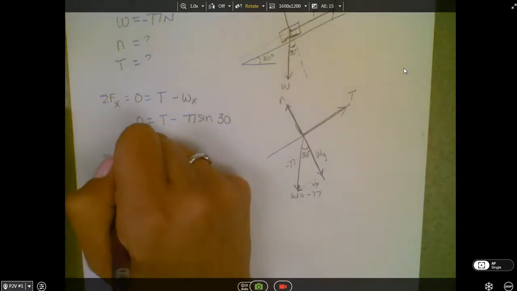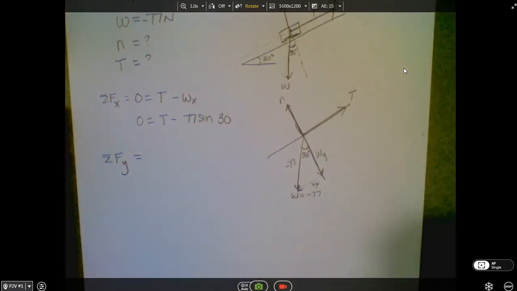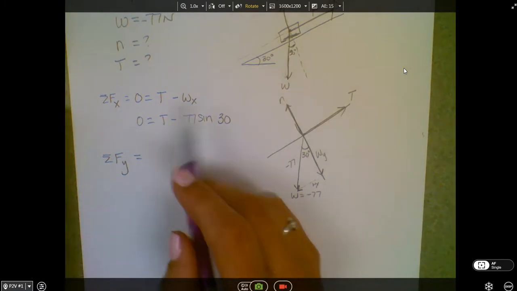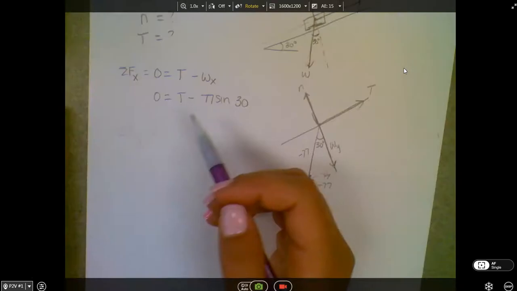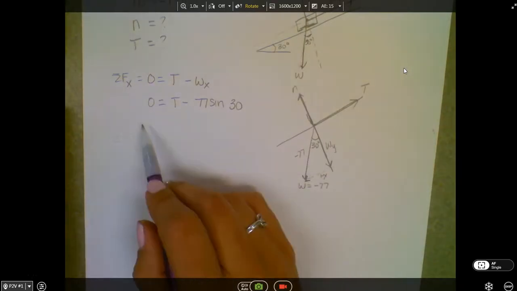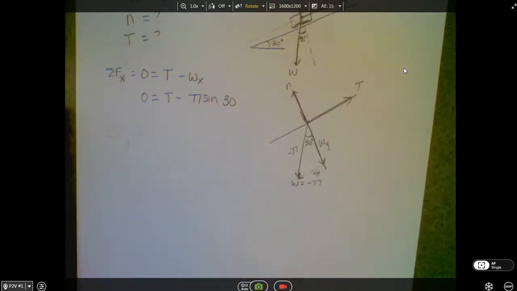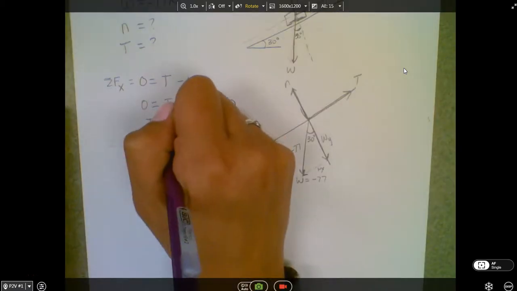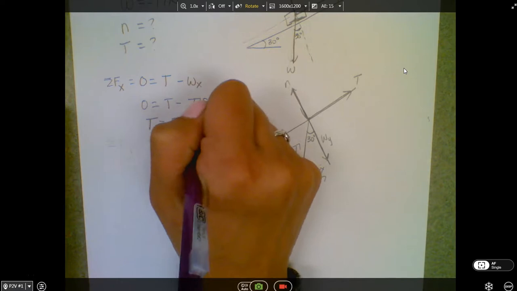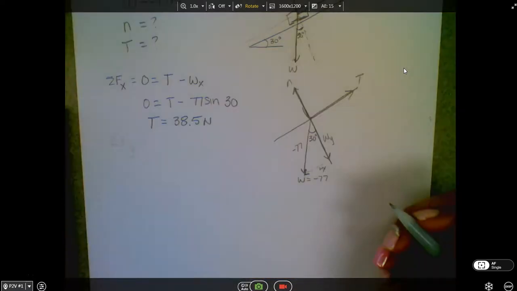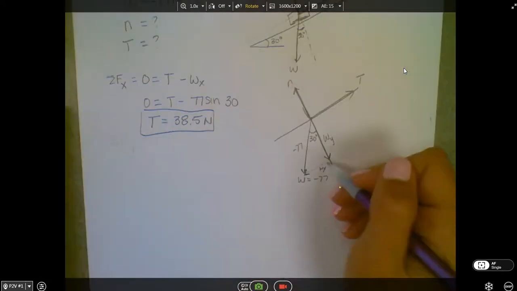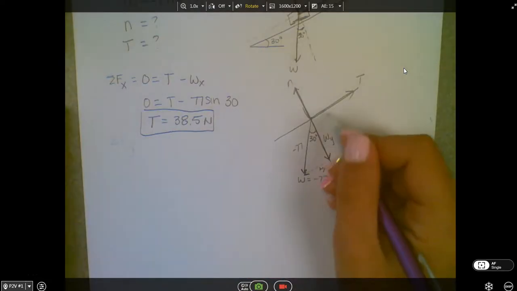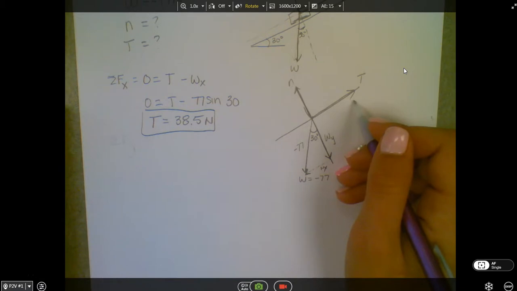Now let's do the same thing for the y. Actually, we could even just figure this one out first. Let's just add 77 sine 30 to the other side. So I have 77 sine 30. So T, the tension, must be 38.5 newtons. That's it. That's what the tension has to be, because that's what the force is pulling down, so the tension has to match that, because it's not accelerating.